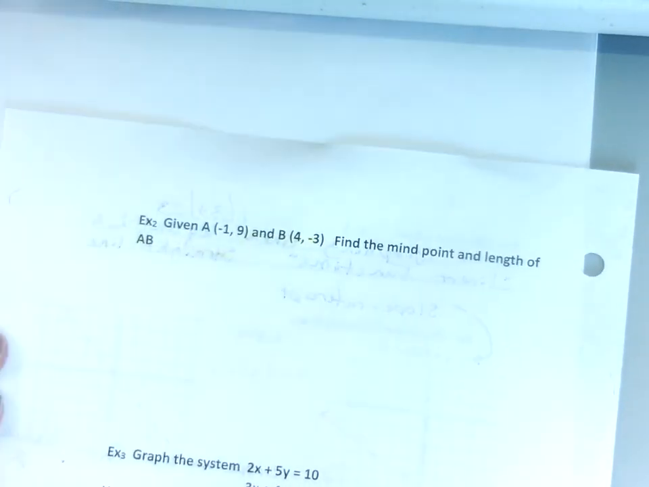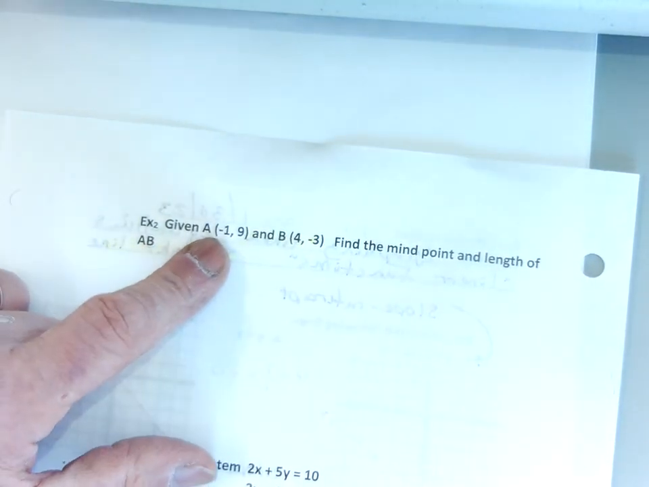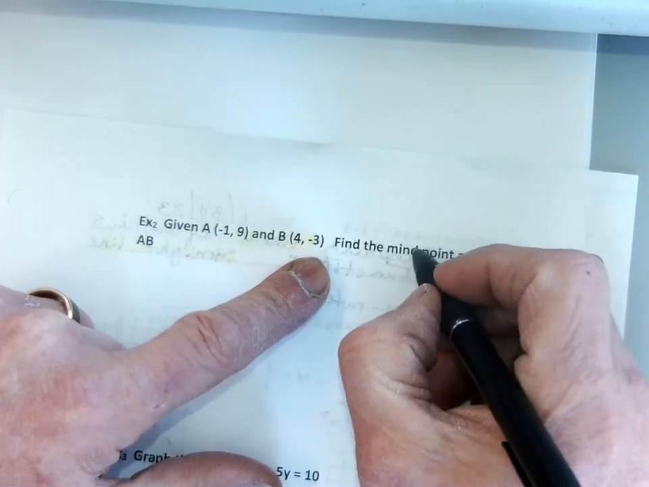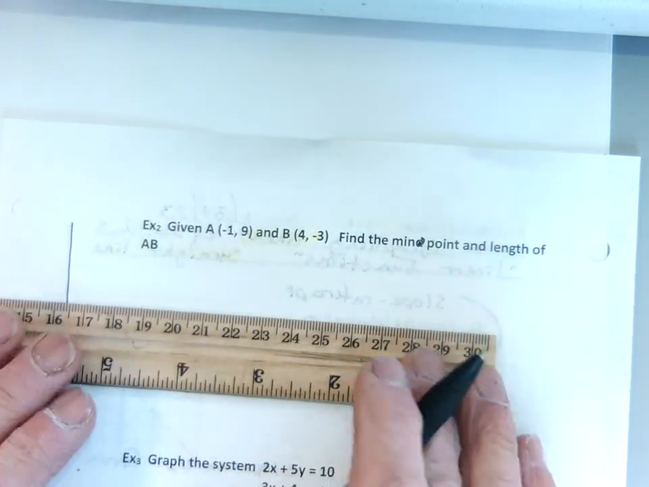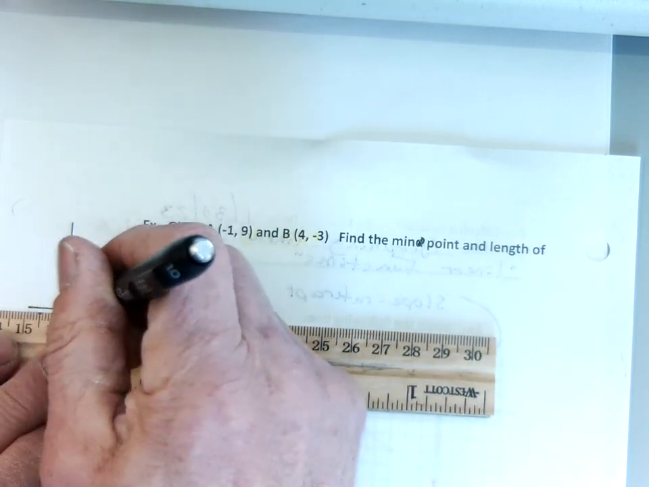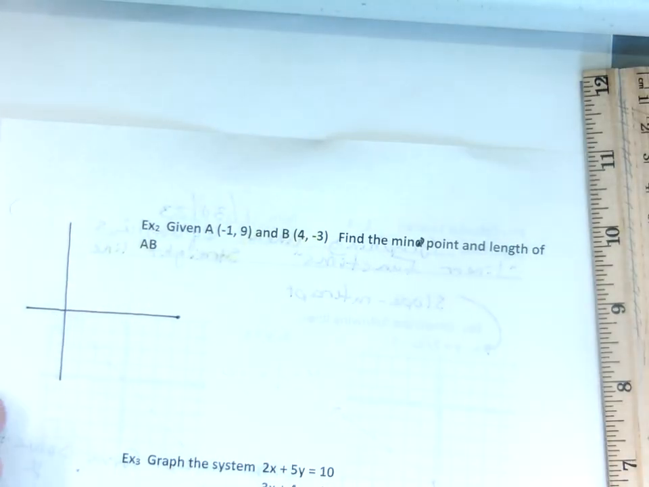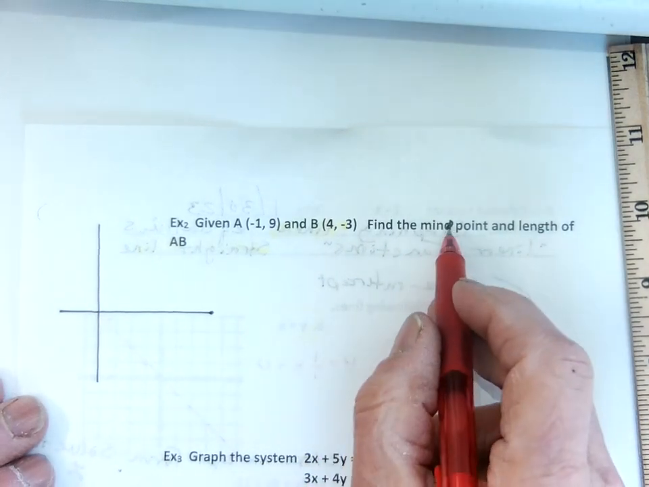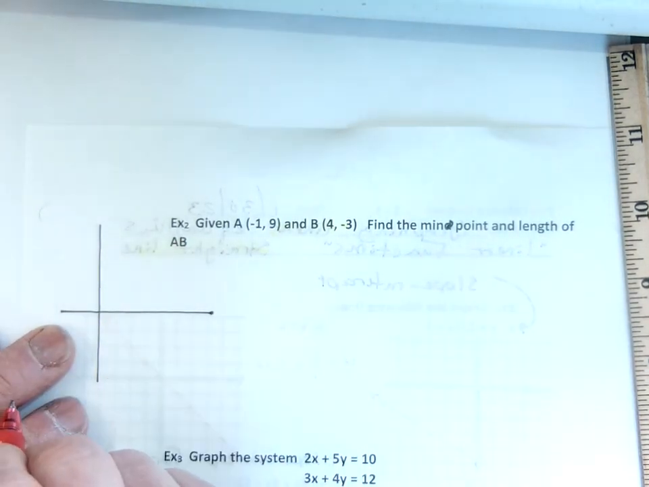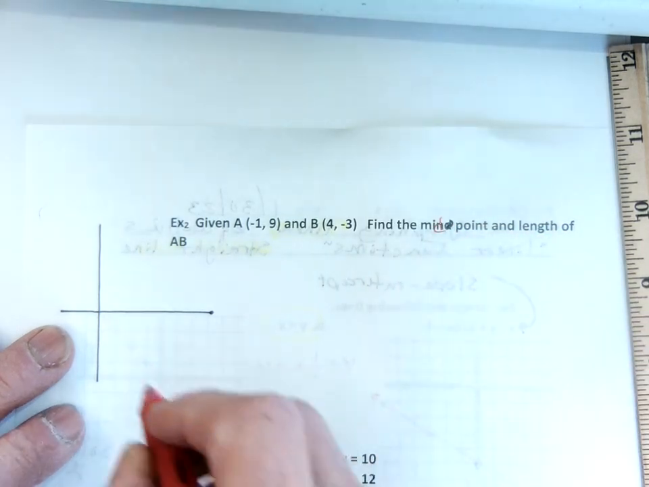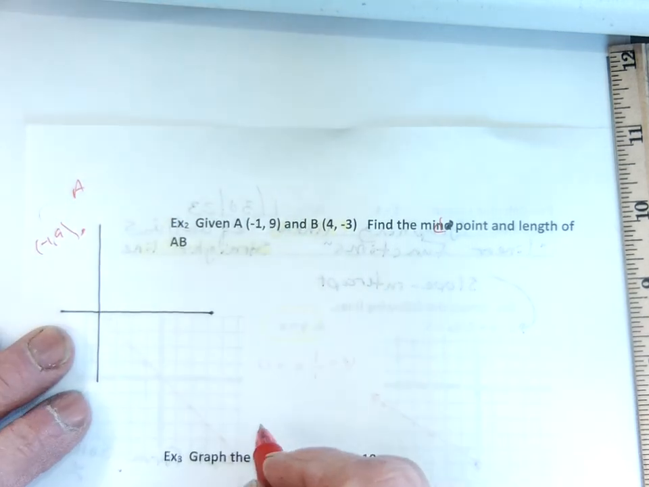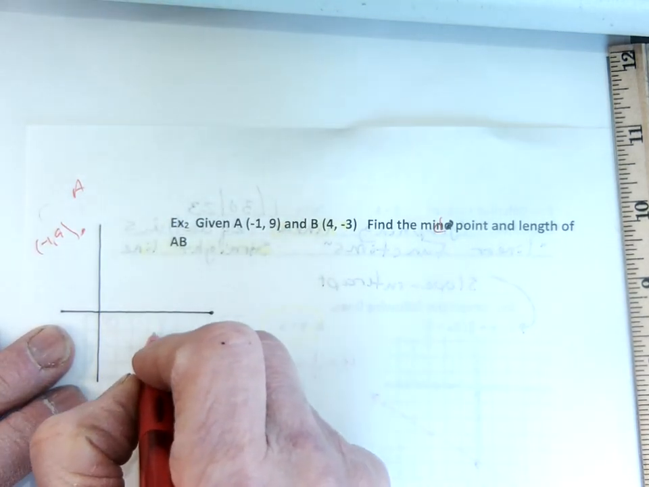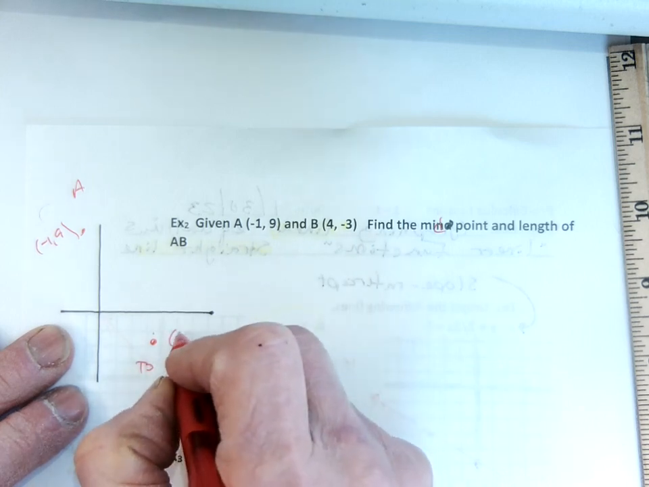All right. Example 2. Given A and B, find their midpoint and the length of AB. So real quick, I'm just going to do a real quick sketch, then I'm going to give you some formulas, okay? Point A might be up here at (-1, 9), and B might be about here at (4, -3).